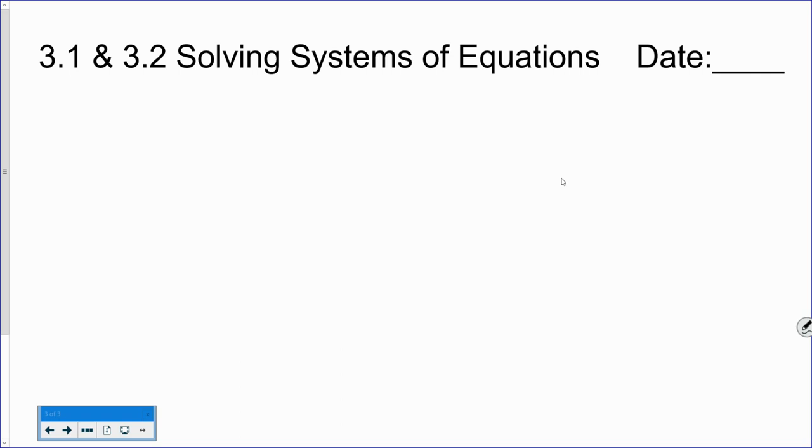All right, we'll go ahead and get started with our lesson today. It's kind of covering two lessons in one. So 3.1 and 3.2, solving systems of equations. Want to talk about what that means real quick.